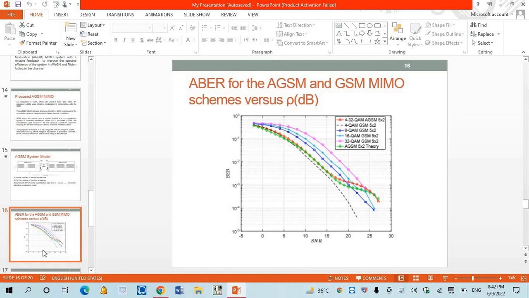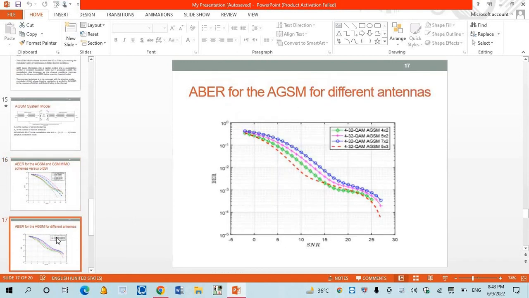If we look at this simulation graph, it is the graph for multiple 4 QAM, 8 QAM and 16 QAM models, the GSM model, and the green dotted line shows the AGSM model, which clearly shows that the SNR to BER ratio is much better than the GSM MIMO. Similarly, if we compare the AGSM model between multiple active antennas at the transmitter and receiver side, we can clearly see that if the number of antennas increases, the BER will be better.